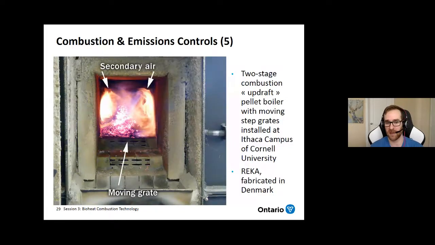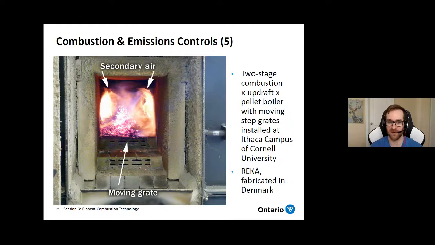So that is a different type of appliance. That is an automatic wood pellet boiler. Actually, in this picture, it was burning switchgrass pellets that we supplied for testing at Cornell University. So it had two holes for secondary air input at the back of the combustion chamber.